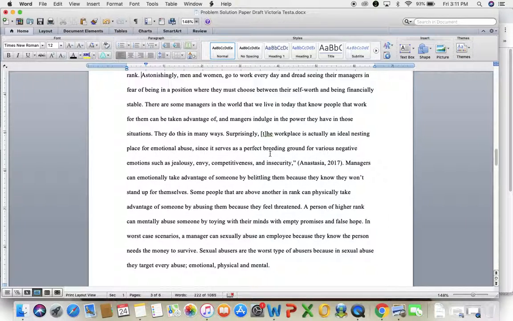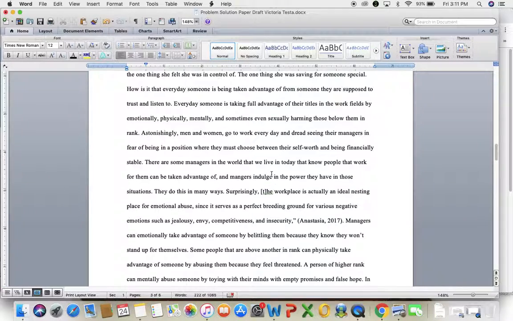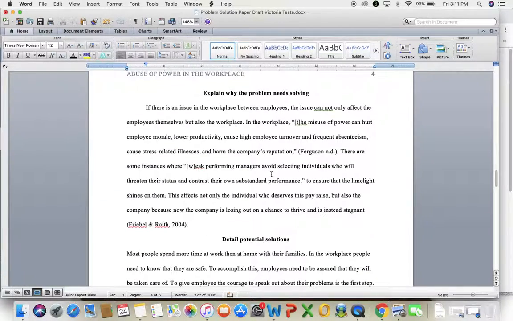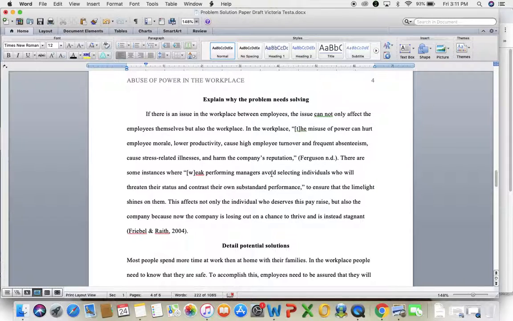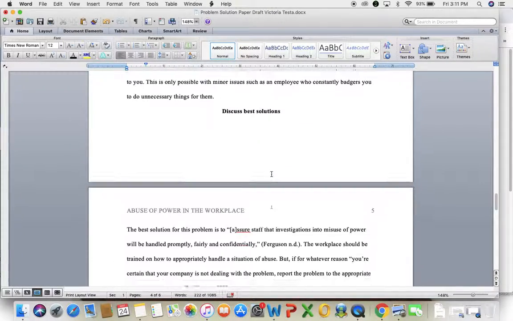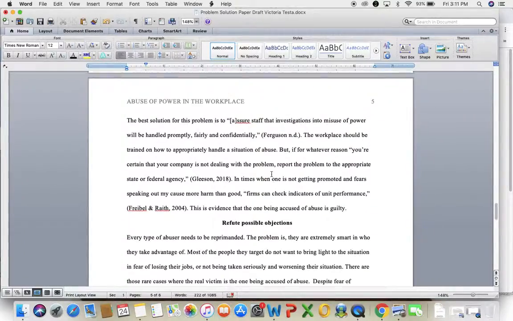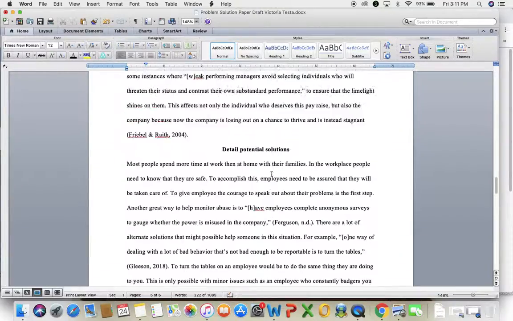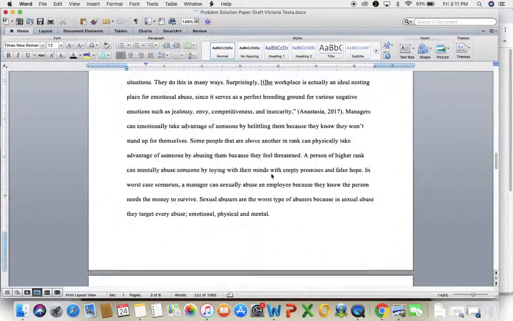You're focusing on sexual assault or sexual harassment in the workplace, essentially, which is a perfectly fine topic for the problem solution paper. And you follow the organization of the paper well. You talk about why it needs solving, defining potential solutions, and then offering this is the best solution to this particular problem.